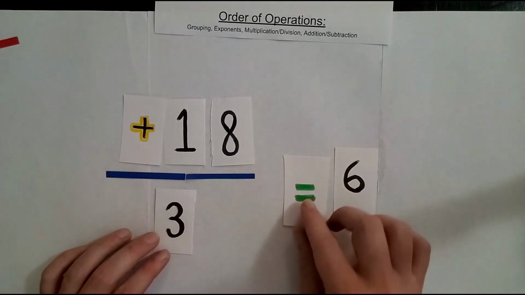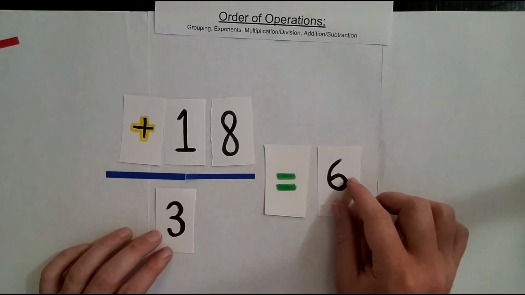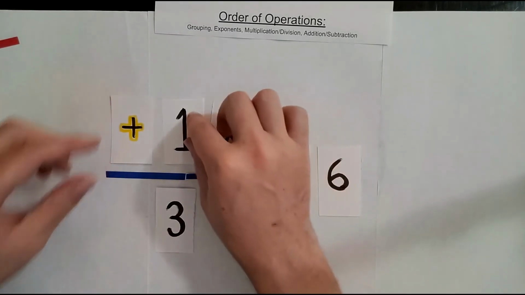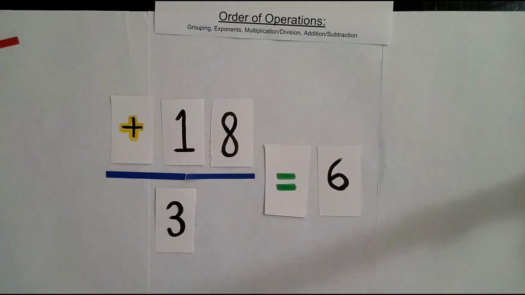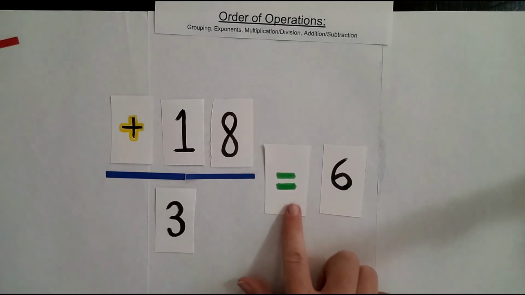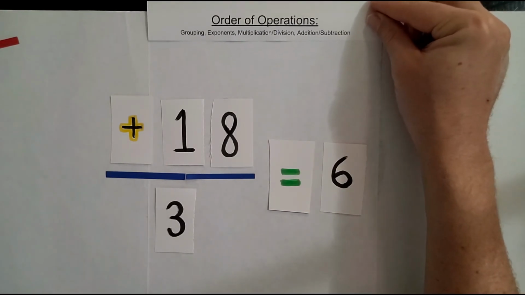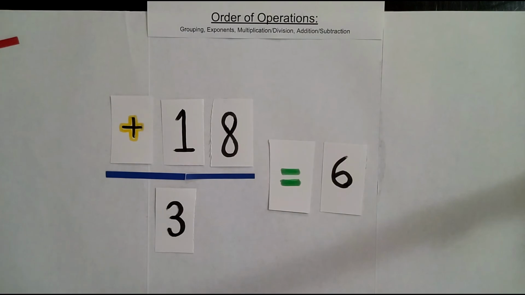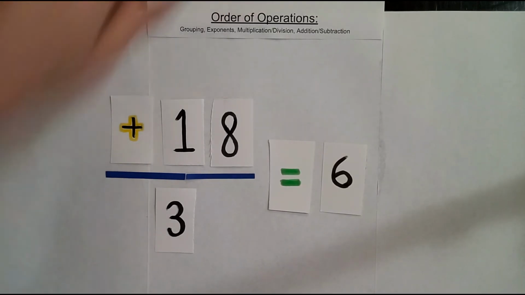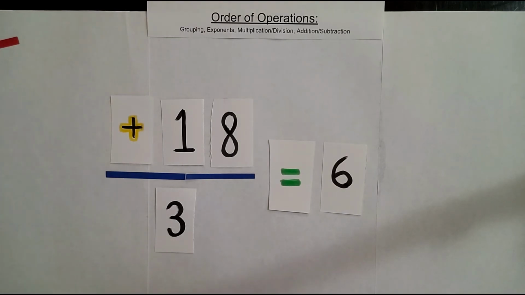So our final answer, after simplifying this whole expression down with the order of operations, we should get the answer of 6 as our final answer. So we'll definitely be doing a lot more order of operations problems. And then once we introduce variables, things are going to get a little bit trickier. But for now, just make sure you follow that order: grouping, exponents, multiplication, division, addition, subtraction, and you should be good with order of operations.